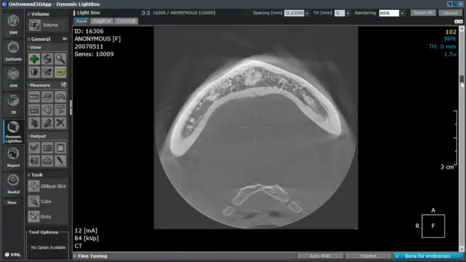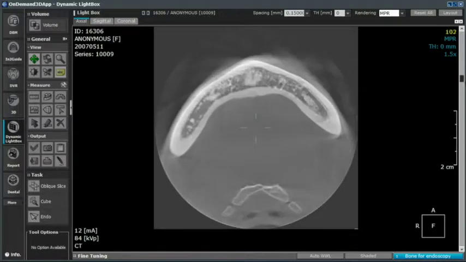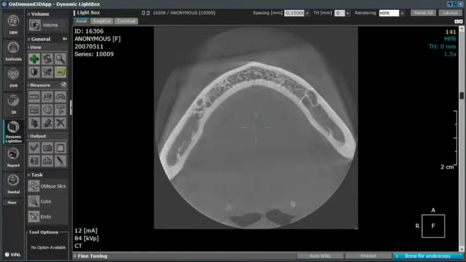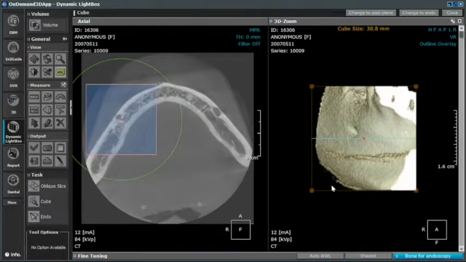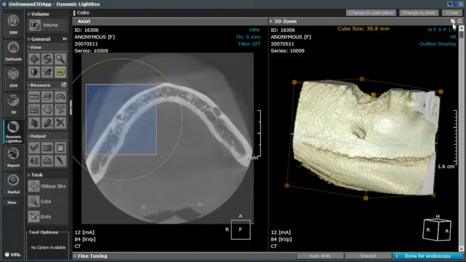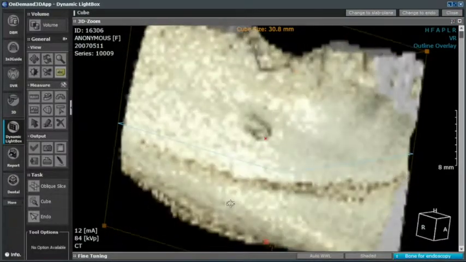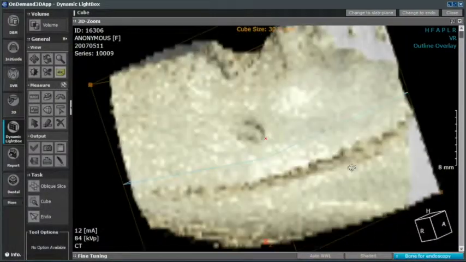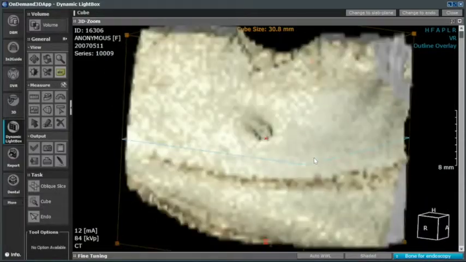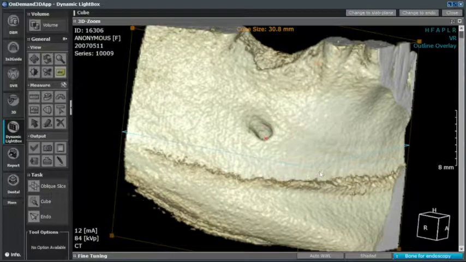Now, tell me when you see the mental foramen. Okay, both sides, right? I'm going to do this one. I'm going to pick up a cube tool. When I click there and drag it out, I get a three-dimensional image of the mandible in that area. Ah, cool, huh? Now I can rotate that around 360 degrees just by right-clicking on my mouse. When I get it all out of whack, I can rotate the wheel mouse and get it straightened up.